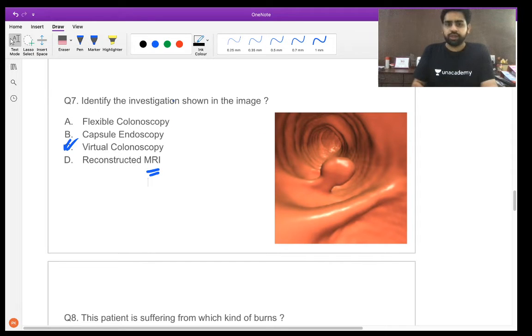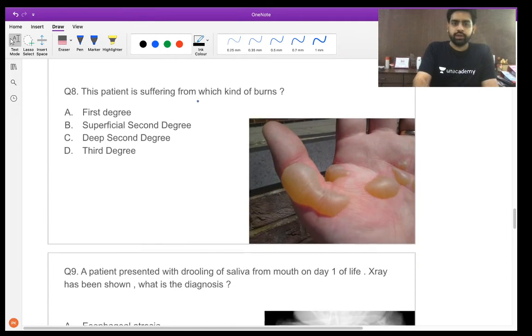Flexible colonoscopy is different. Capsule endoscopy is like a small capsule which you swallow, and while it passes through the intestine, it gives you the image. That is again different. Virtual colonoscopy is a 3D reconstructed CT scan. What is the drawback of a virtual colonoscopy? You cannot take a biopsy. You do get to look at the intraluminal and extraluminal things, but you cannot take a biopsy in virtual colonoscopy. But if you perform a flexible colonoscopy, definitely you can perform a biopsy. This is the basic difference between virtual colonoscopy and the actual colonoscopy.